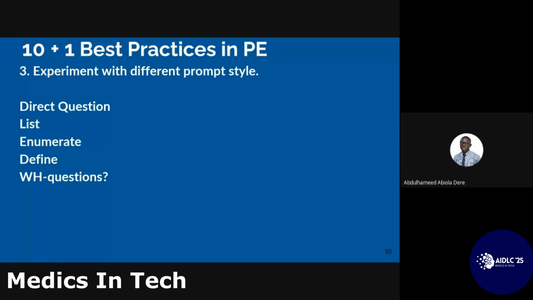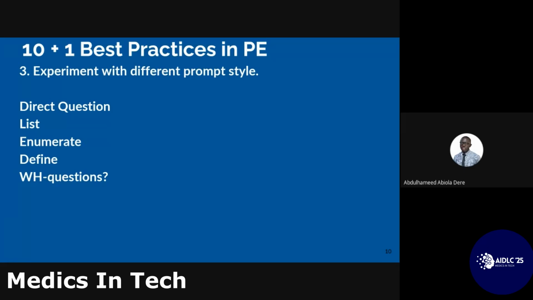Now, the third one is, we've talked about being specific, we've talked about contextualizing when we are prompting. Then the third one would be experimenting with different types of prompts, right? There are so many ways you can ask a question. Some of the examples before now, we've asked the same question: I want to know the causes of pneumonia. However, we have been prompting it with different styles.